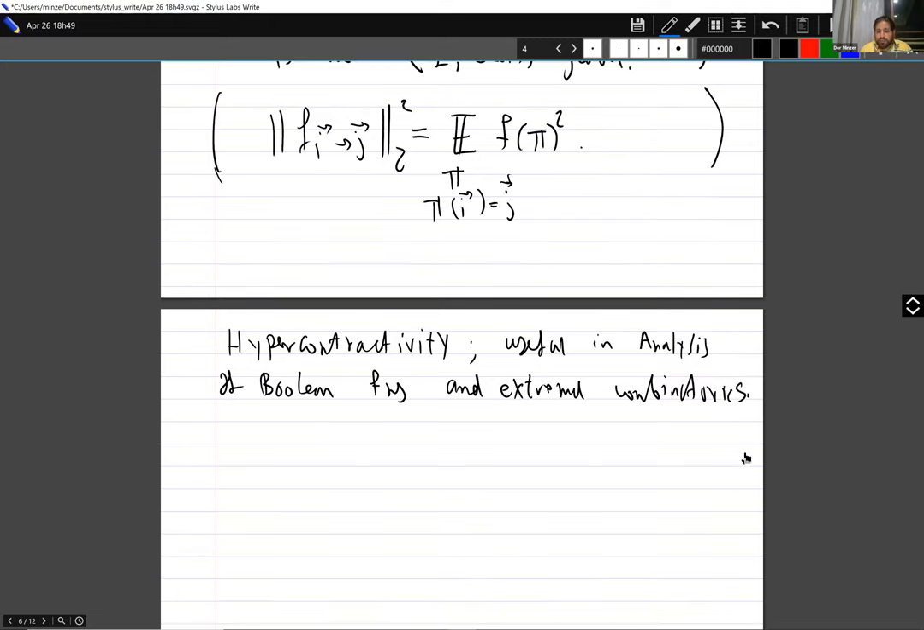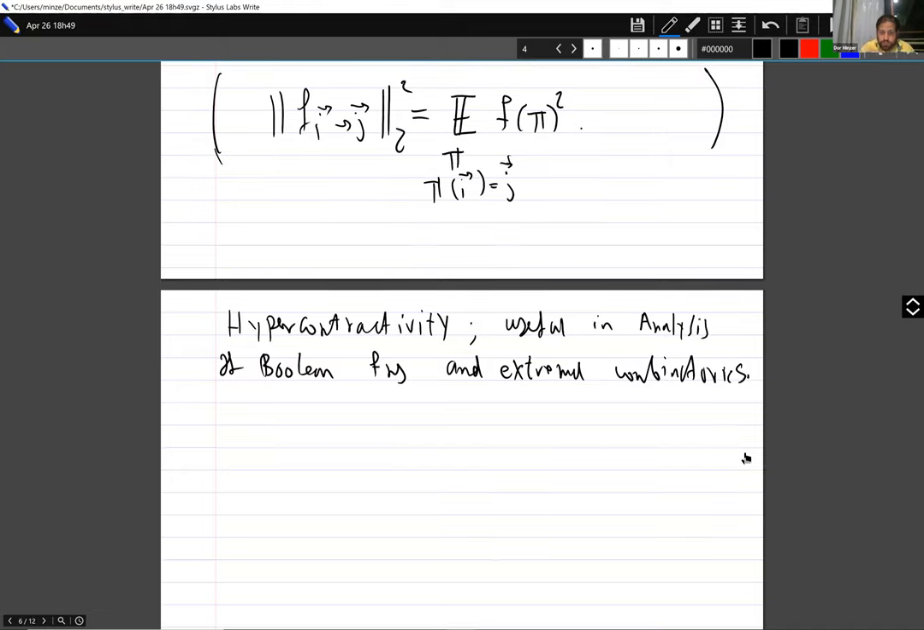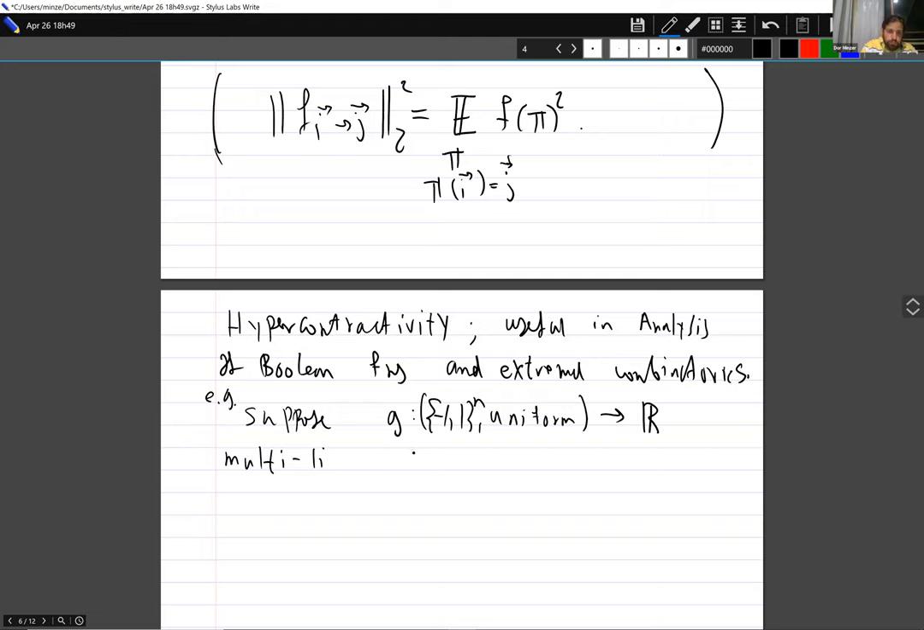So what does this inequality tell us? Let me just say, very roughly, the statement of it. I don't want to make too many definitions, so I'm going to be rough. So here is one setting. Suppose we have some function g over the hypercube, with the uniform measure, mapping to the reals, let's say plus minus one, which is a multilinear polynomial of degree at most d.